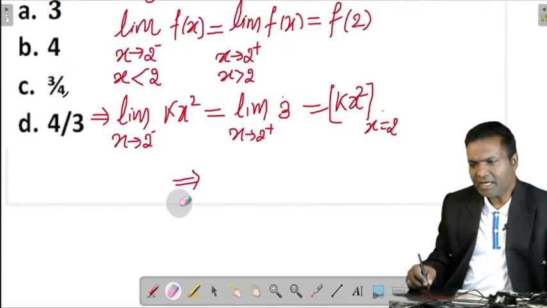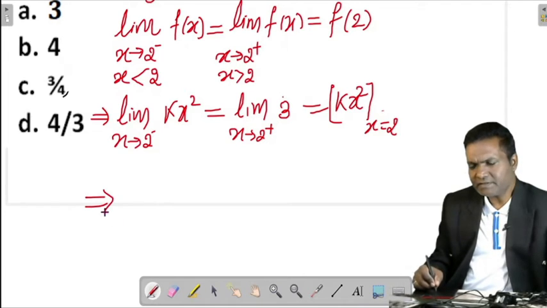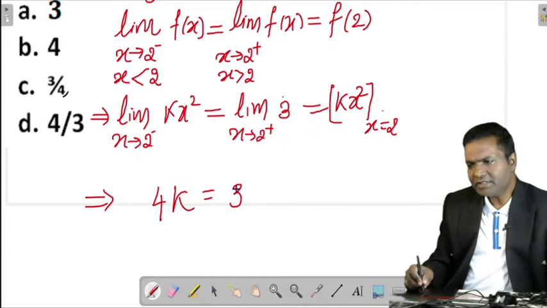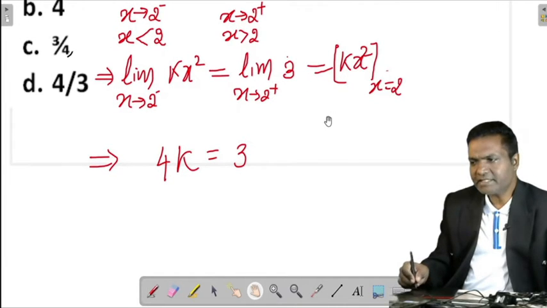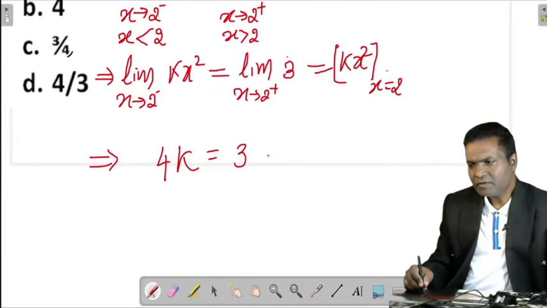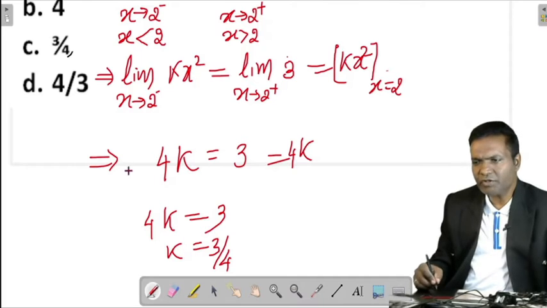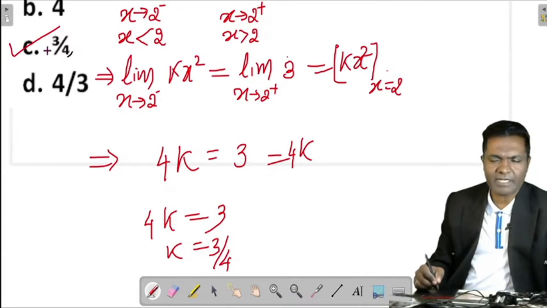Now this implies, substitute x as 2, so you will get 4k. If you substitute x as 2 here, 2 square is 4, so 4k equals 3 you will get. And in this case also you will get 4k. So from this you can calculate k. So 4k is 3 and k is 3 by 4. You can check your answer. Option C is the correct one.